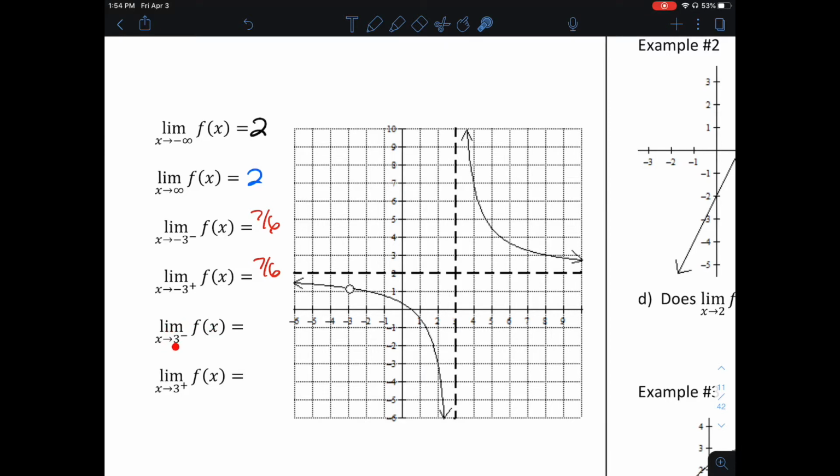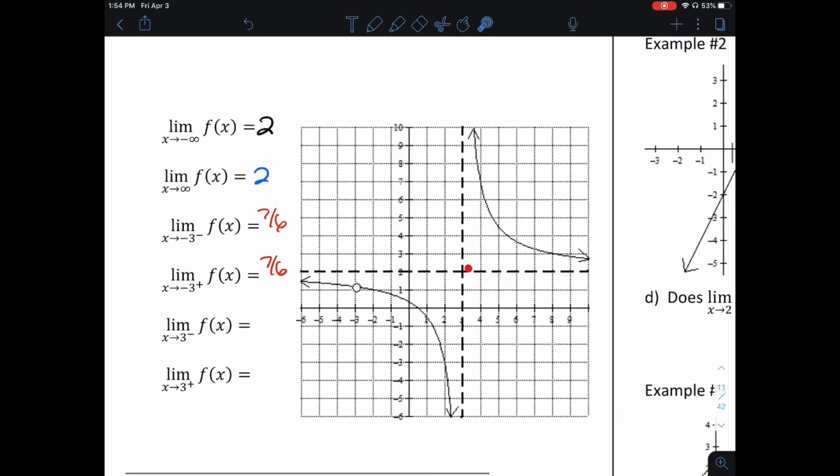What's the limit of f of x as x approaches positive 3 from the left? Well, here's positive 3. If we approach from the left, it looks like the y values are going down forever, so it's approaching negative infinity. What's the limit of f of x as x approaches 3 from the right? It's approaching positive infinity.